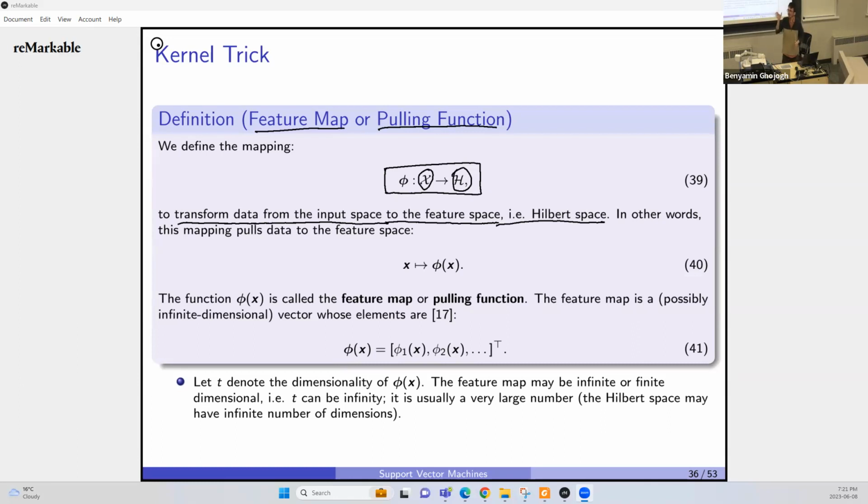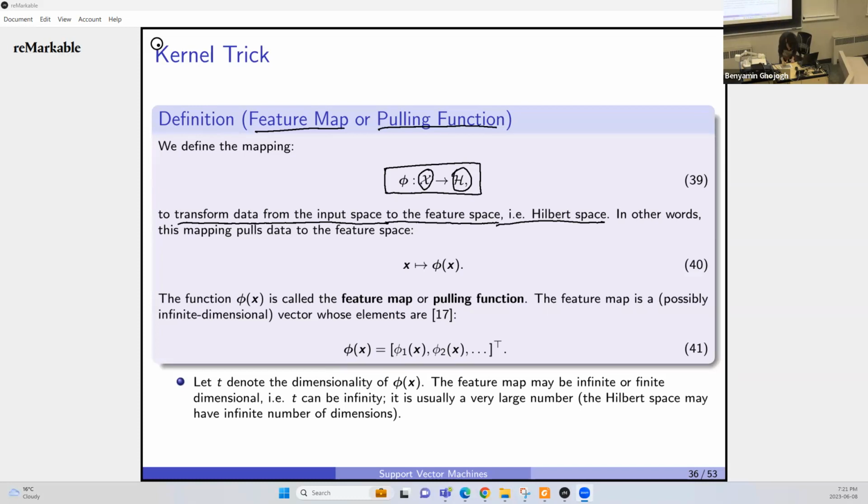By the way, RKHS is a special case of Hilbert space. We have various Hilbert spaces, and one of them, which we use in kernelization, is RKHS. I have explained more in that tutorial. In other words, this mapping pulls data to the feature space.